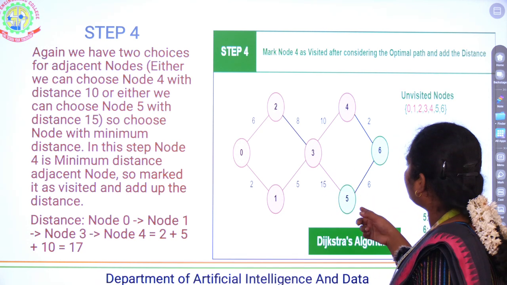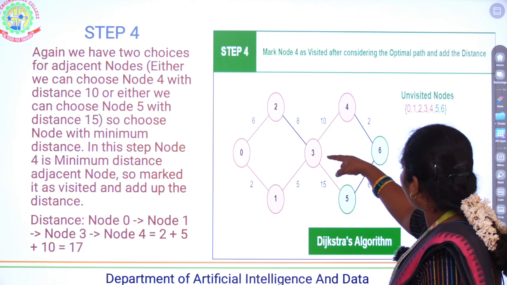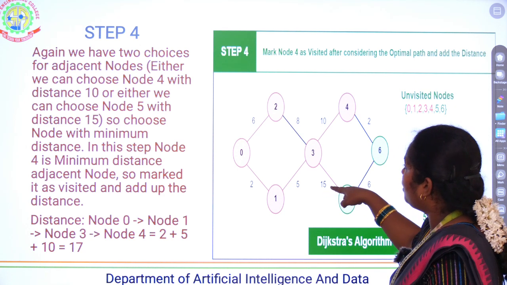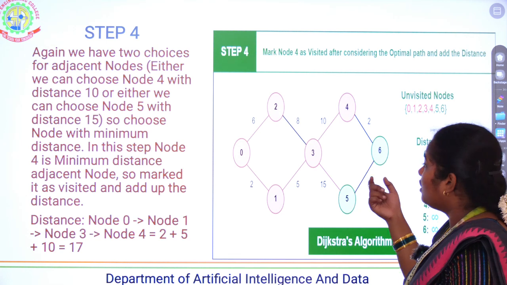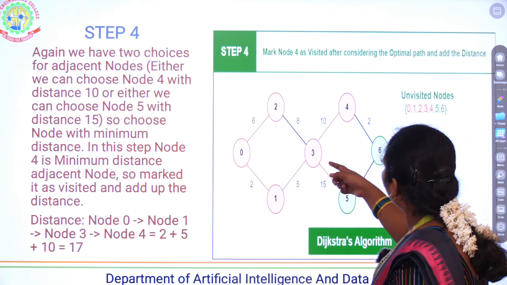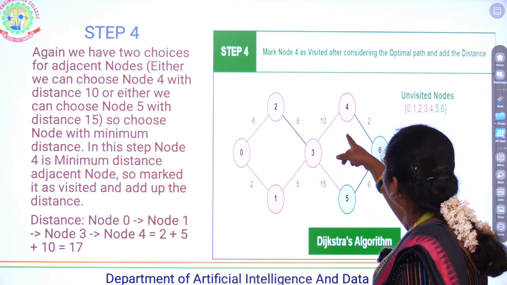Now there are two choices for the adjacent node: either node 4 with distance 10 or node 5 with distance 15. So it is the shortest path algorithm, and we take the shortest path, which is from 3 to 4 with a weight of 10. It is now marked as a visited node.